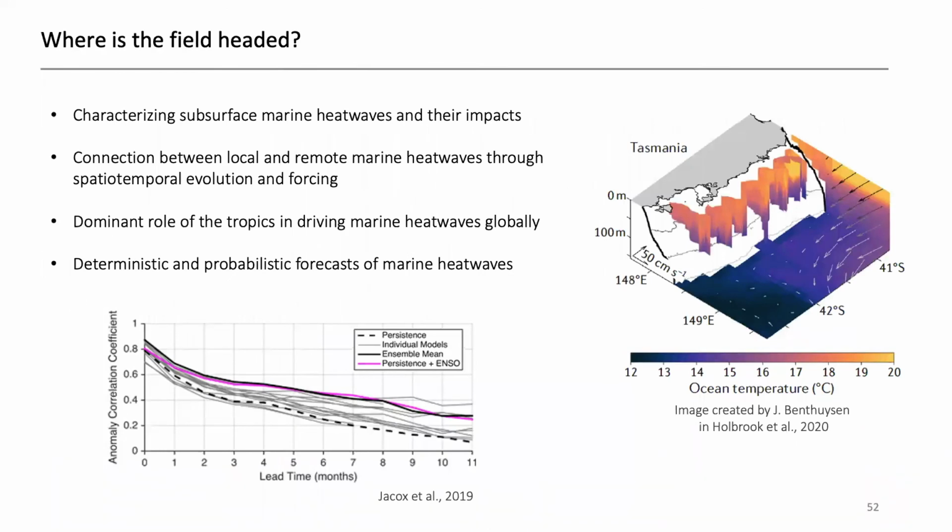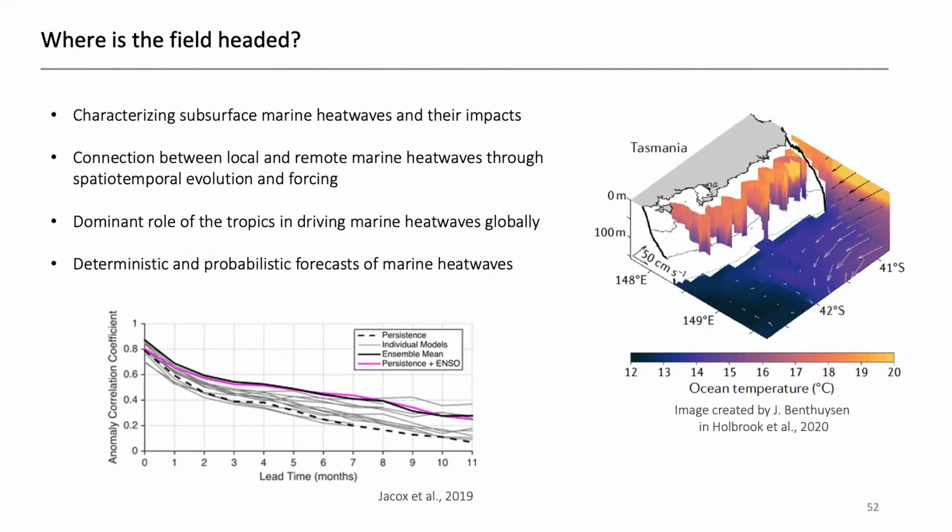So here's my take on where this field is headed. I honestly think that the subsurface is the new frontier for marine heat waves. This photo right here is showing you a glider track of temperature that was created by Jessica Ben-Thuisen. And we're increasingly getting better resolution of data in the subsurface. And right now, we don't know that much about subsurface marine heat waves and their impacts. And it's clear from the second chapter of my work that the subsurface really matters.